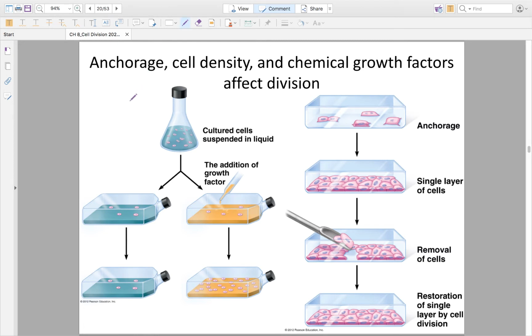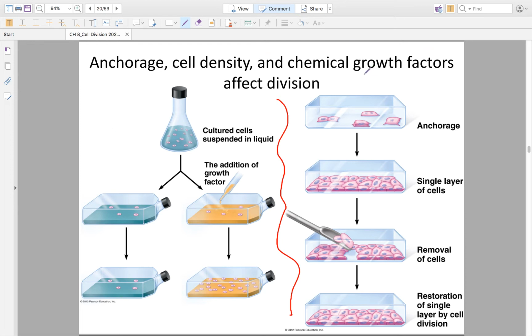All right, now, can any cell enter the cell cycle at will? What are the rules and regulations to cell development and cell growth? Okay, so there's a couple. Let's start with this one over here, to the left. This is called anchorage dependence. And there are also 3 other factors: a cell density factor and a chemical growth factor.